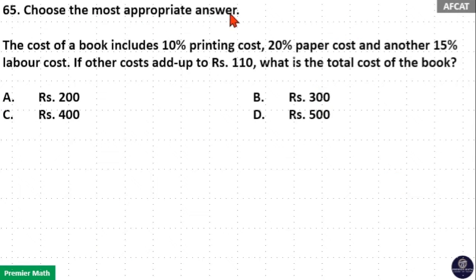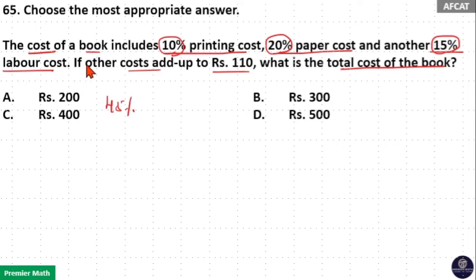Choose the most appropriate answer. The cost of a book includes 10% printing cost, 20% paper cost and another 15% labor cost. If other costs add up to rupees 110, what is the total cost of the book? Here 10% printing cost plus 20% paper cost plus another 15% labor cost is equal to 45%. Then the other cost is 55%. This 55% is equal to 110 rupees.